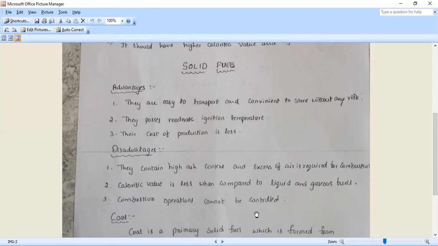While burning solid fuels, we cannot control the operation. That means the combustion operation cannot be controlled while burning solid fuels to generate heat energy.